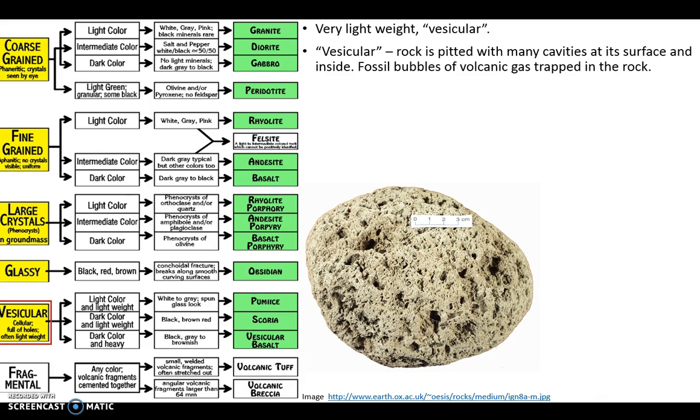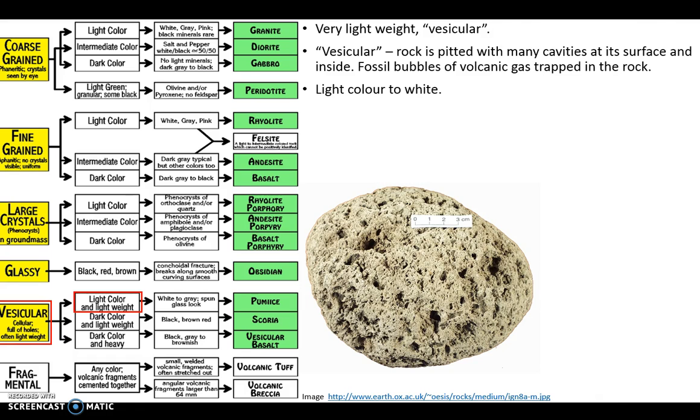Now, what does vesicular mean? Vesicular is the rock is pitted with many cavities in its surface. It's basically representing fossil bubbles of volcanic gas that are trapped in the rock. The second thing to note is it's a very light colour. So it's almost white. You could almost maybe say it's cream, but let's say it's white. But we could all agree that it's a very light colour.